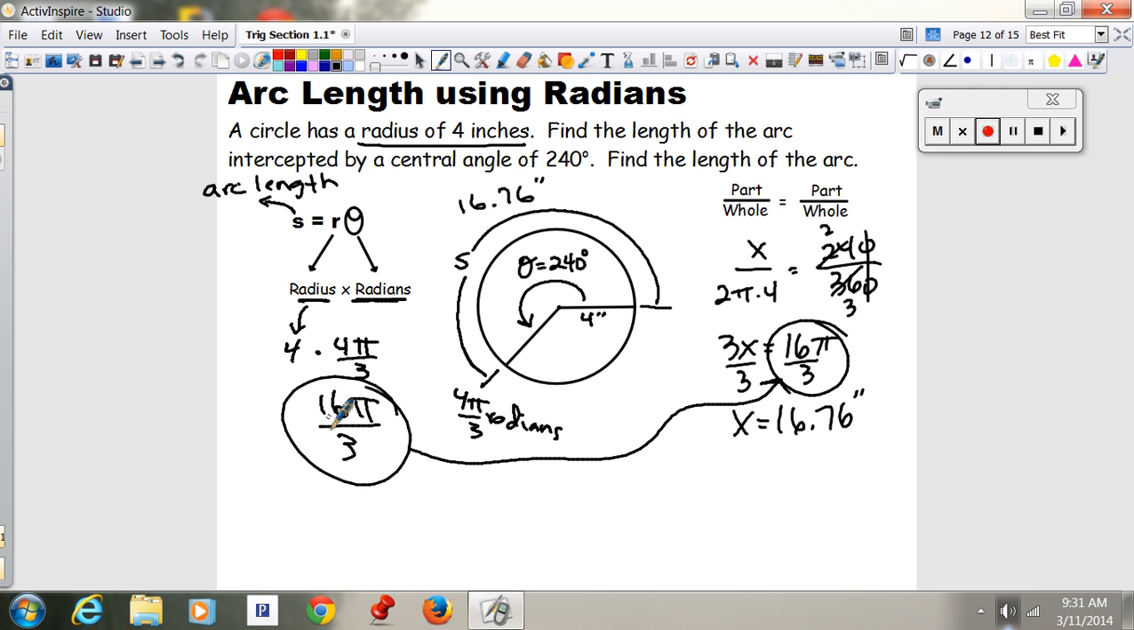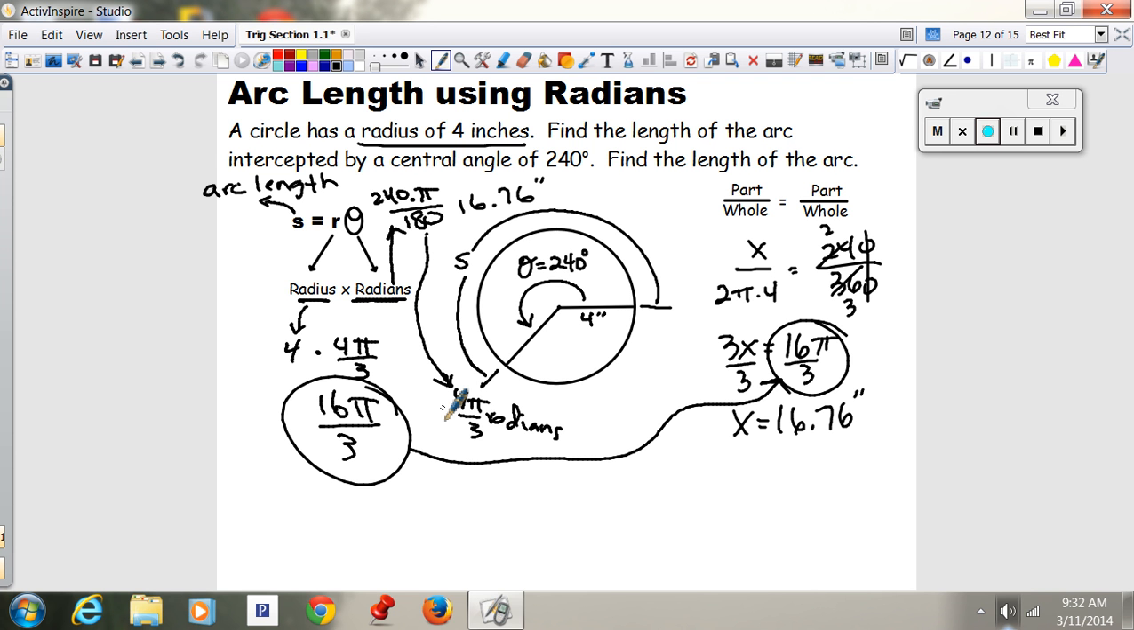Now you may have to convert the 240 to radians if you don't have it on your unit circle. If you wanted to convert it to radians, you take 240, multiply it by pi, divide by 180, and reduce it, and you would end up with your 4 pi over 3 radians. So you might have to convert it to radians if you don't have your angle in radians already.